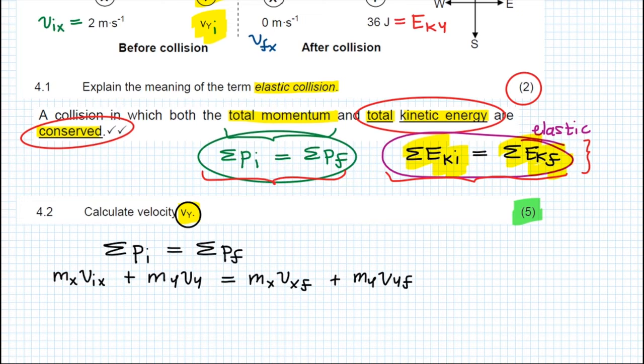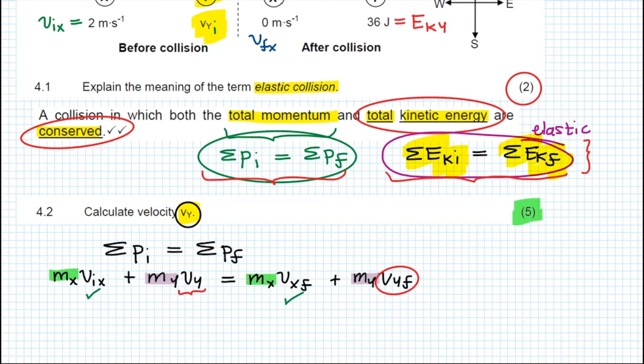Let's see what we have. We know that we have the mass of ball X. We also have the mass of ball Y. We know the initial velocity of ball X, and we know that at the end it comes to rest. Now we are looking for this velocity, but we have 2 unknowns in this equation so far. So the question is, is it possible for us to calculate or determine the final velocity of ball Y?